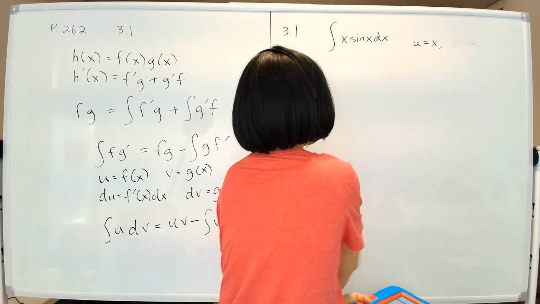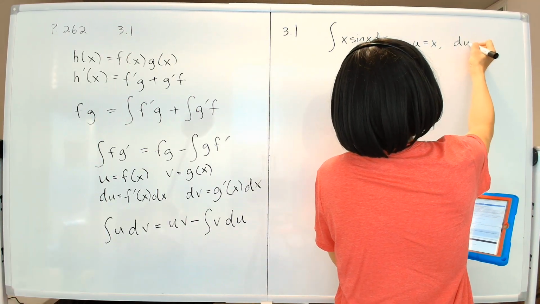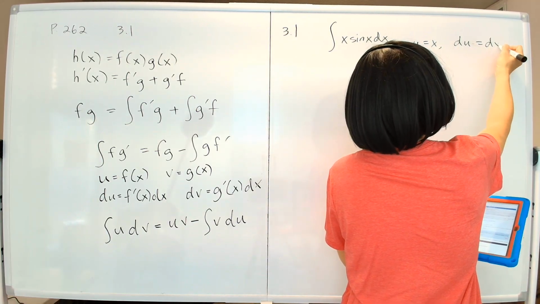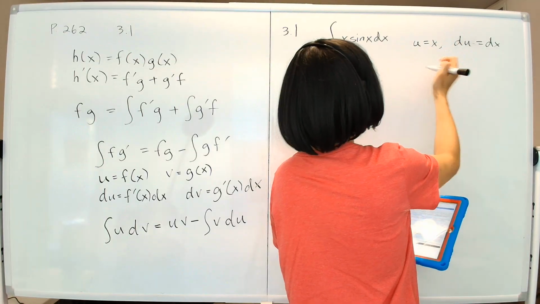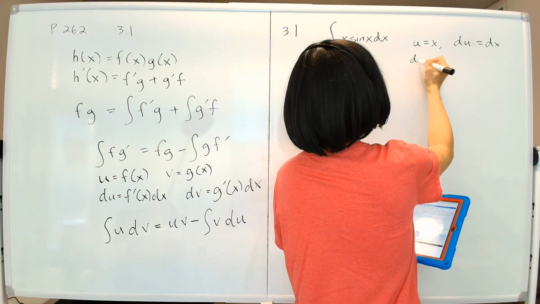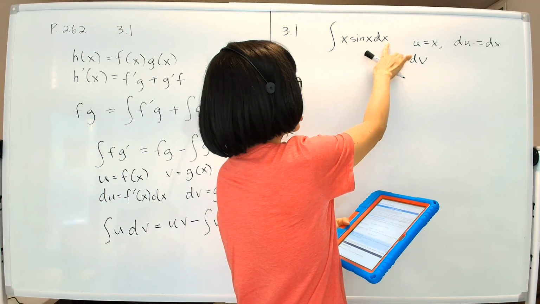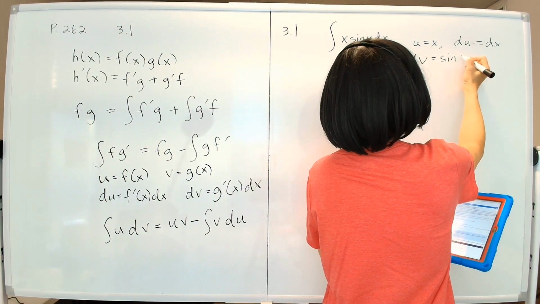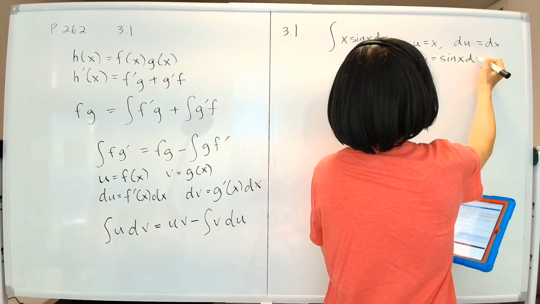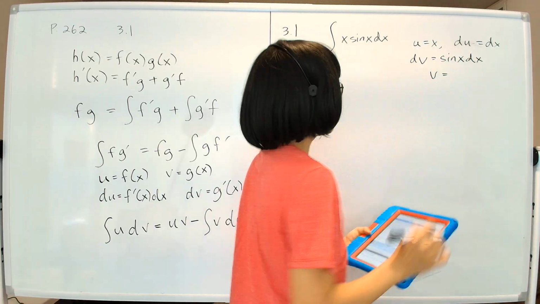If u equals x, then we figure out what du is. Well, du is then dx. Just work the differential like you always do: take the derivative of x. Then dv will take care of this whole thing, sine x dx, the whole thing. So then what is v? You integrate this part.